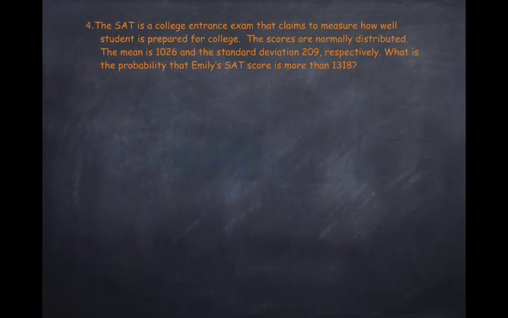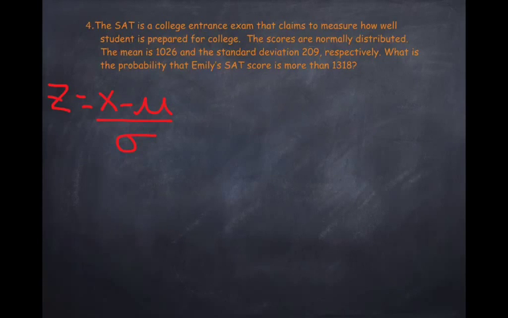Number 4, so here we have the SAT. The scores have a normal distribution. It has a mean of 1026 and a standard deviation of 209. What is the probability that Emily's SAT score is going to be more than 1318? And so you want to recall the formula to find a z-score. Here we're definitely looking at the population, and so we're going to have x minus the population mean divided by the population standard deviation.